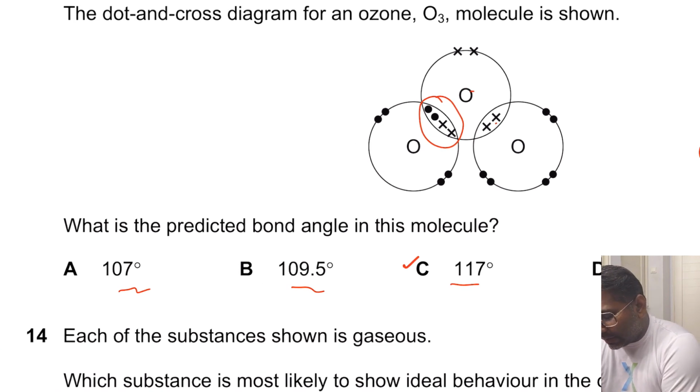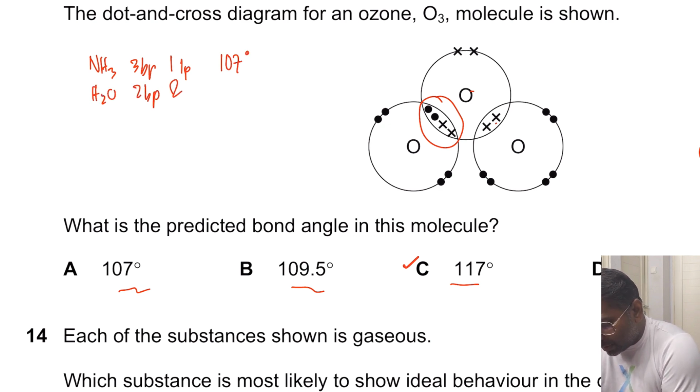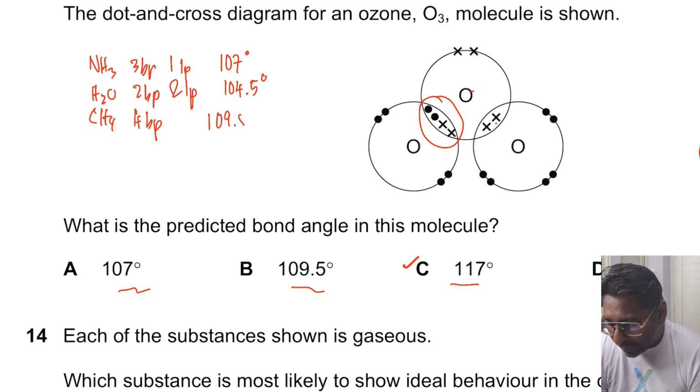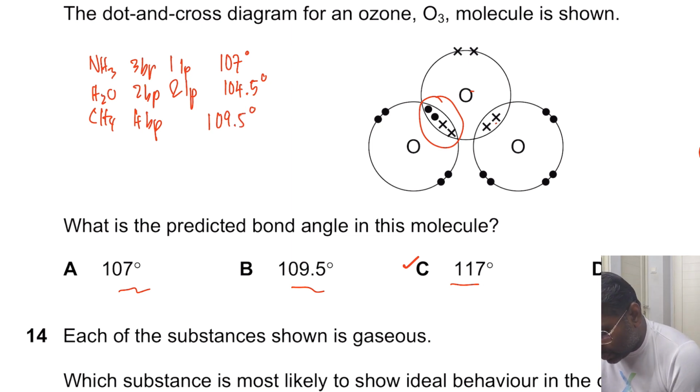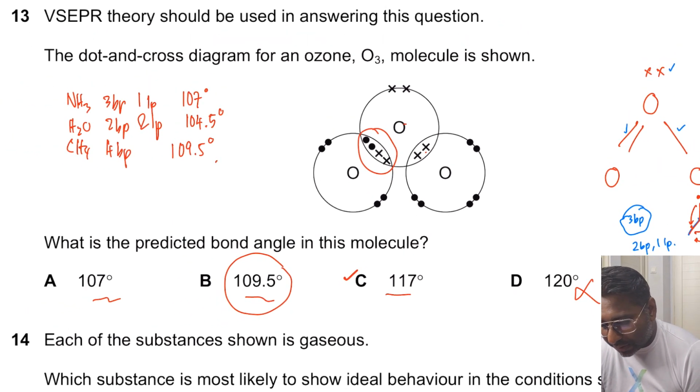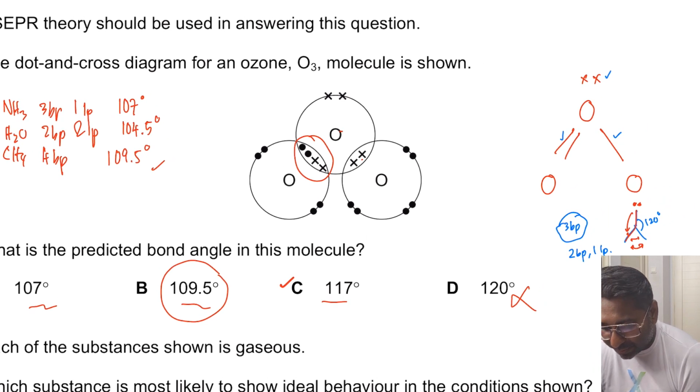In that case, you need to remember, ammonia, 3 bonding pair, 1 lone pair, the bond angle is 107 degrees. And water, 2 bonding pair, 2 lone pair, the bond angle is 104.5. And then CH4 being 4 bonding pair, the bond angle is 109.5. So generally this one will not be suitable because it's already 4 bonding pair. We are talking about a maximum of 3 bonding pair, so it cannot go to the extent of 4 bonding pair.